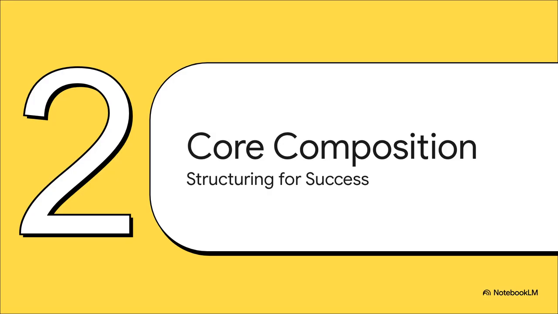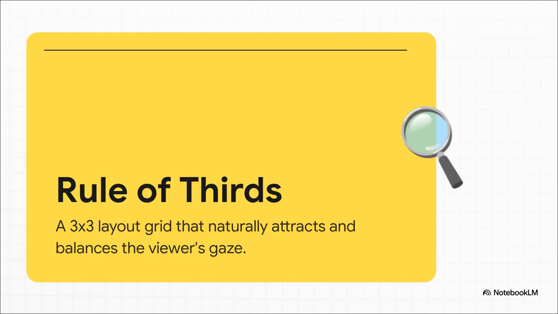Moving on to Section 2, Core Composition and Layout, Structuring for Success. Let's lay down a classic visual foundation first, the rule of thirds. Basically, just imagine a standard tic-tac-toe, 3x3 grid layered right over your image. If you place your main subjects exactly at the intersecting lines of this grid, it naturally attracts and balances the viewer's gaze. Put a subject's eyes in the top third of this grid, and you're tapping directly into how human beings naturally track visuals. It just instantly feels right to the eye.